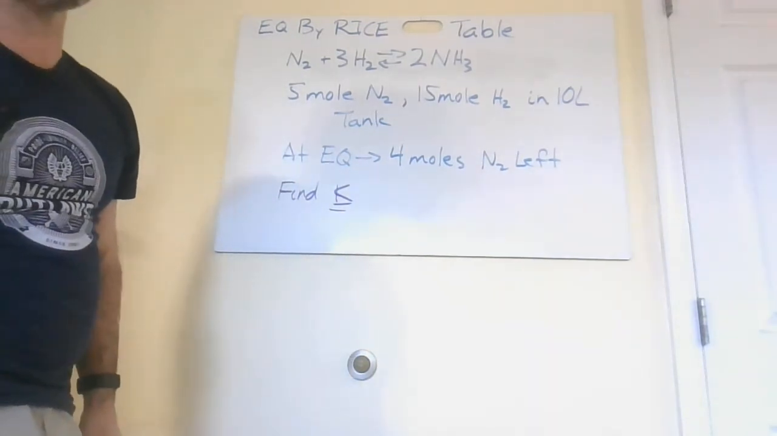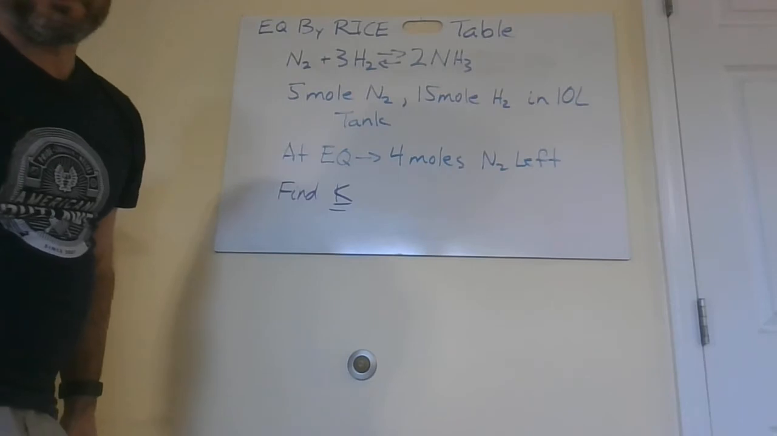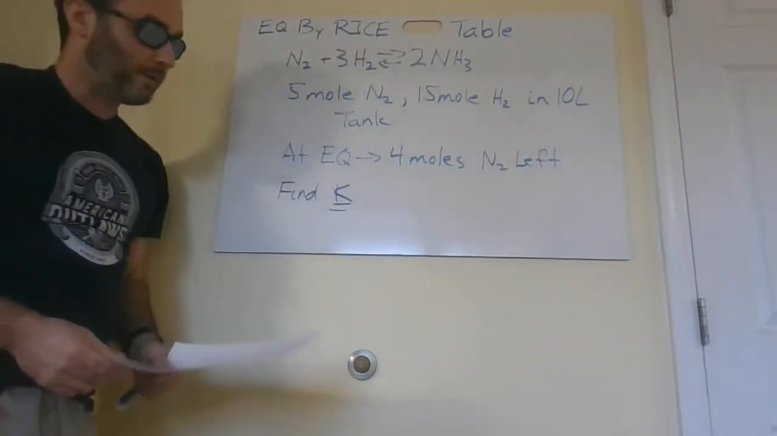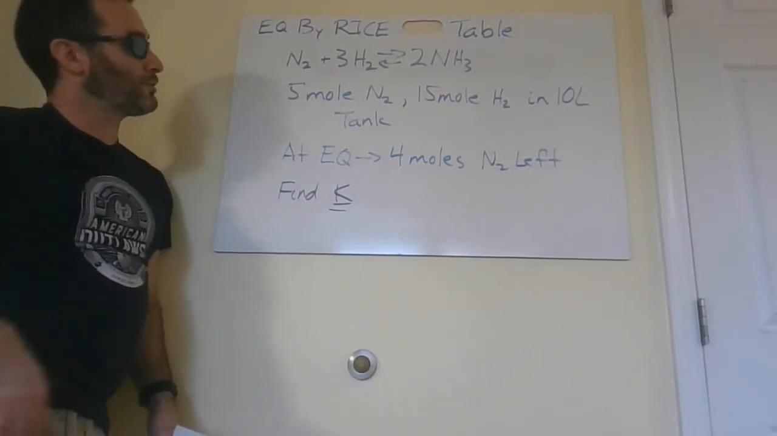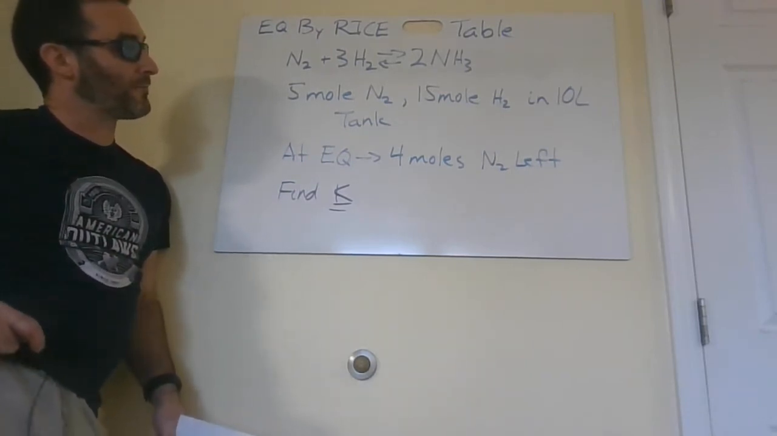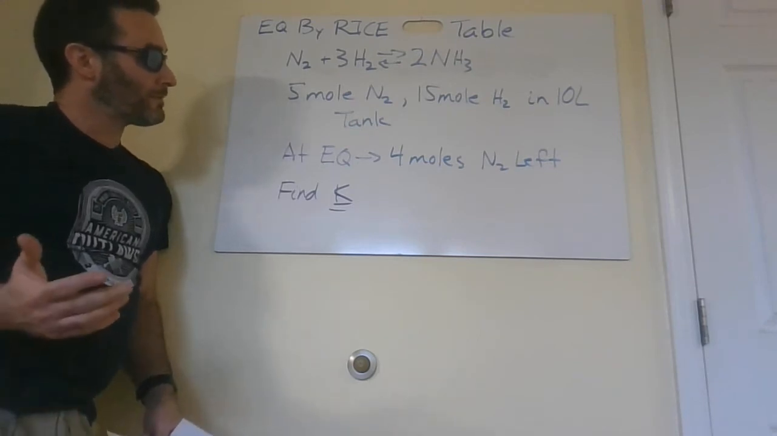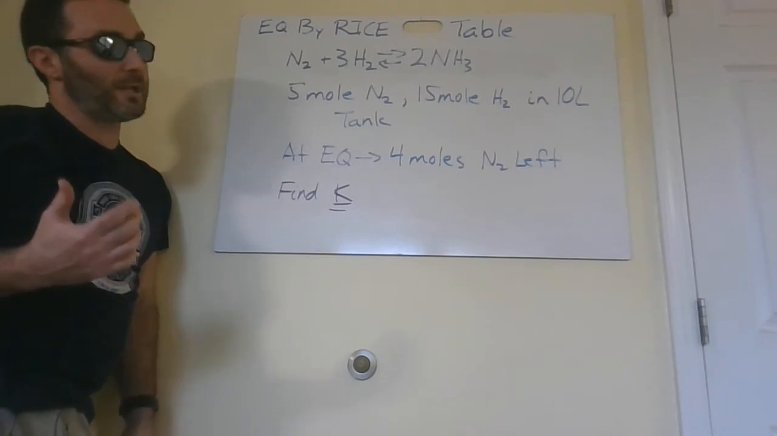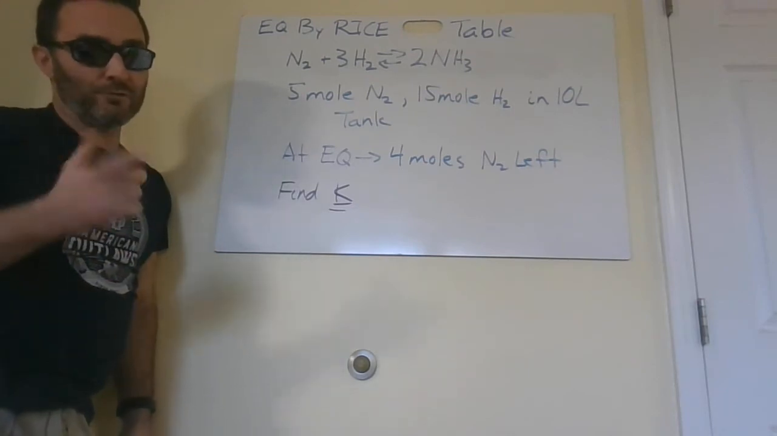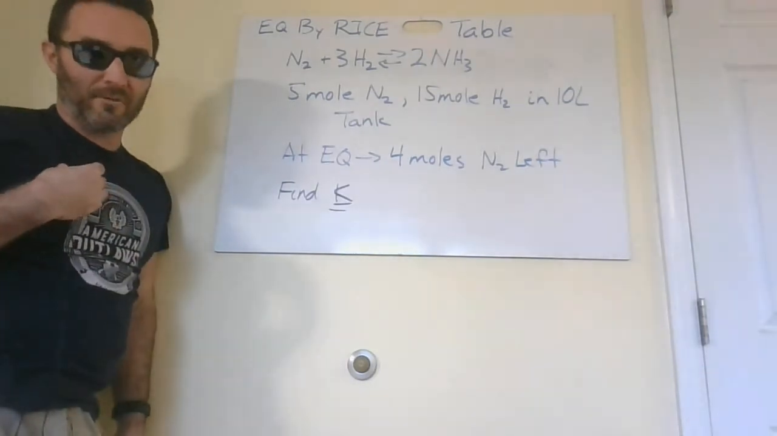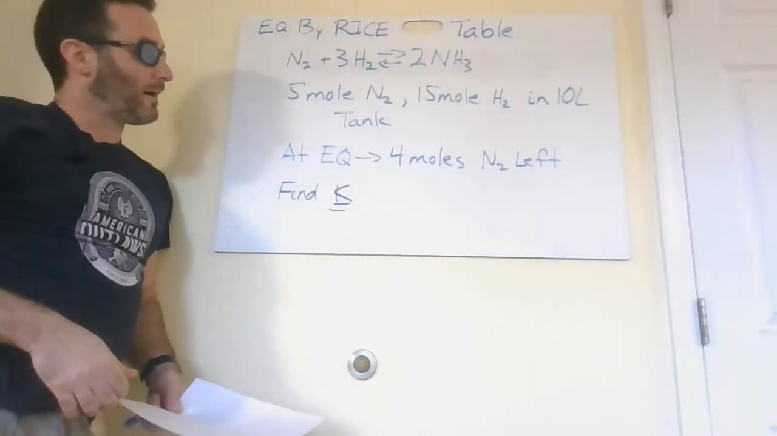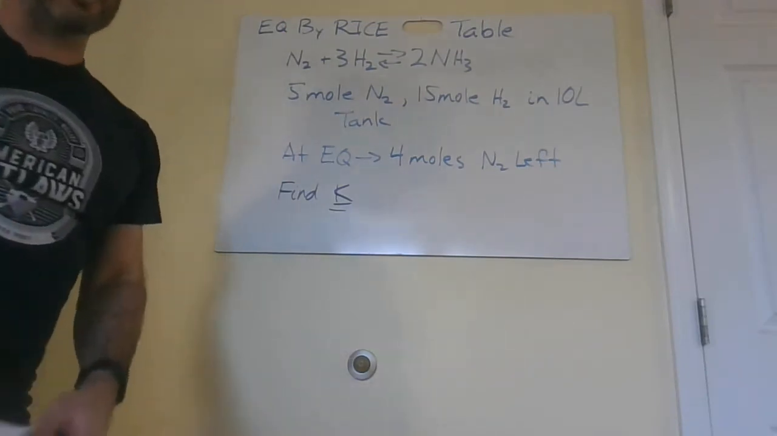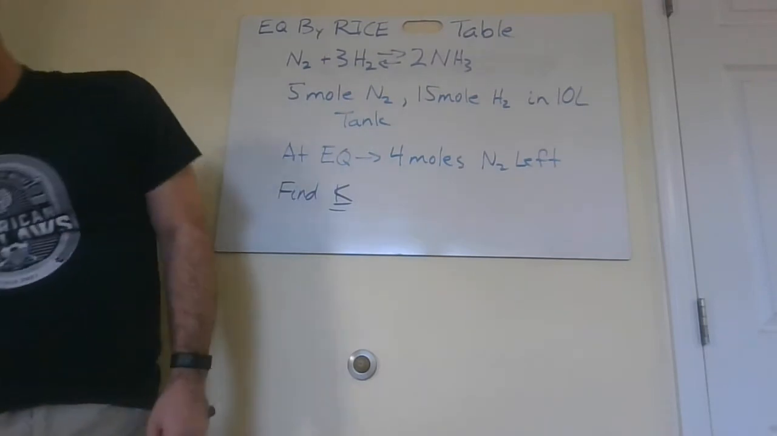So you got a problem here. Using the same formula, nitrogen gas plus 3 parts hydrogen gas giving you ammonia. And here's a scenario. You've got 5 moles of nitrogen, 15 moles of hydrogen in a 10-liter tank, because when you do equilibrium, you have to have molarity. When you reach equilibrium, you have 4 moles of nitrogen left. And I say find K.